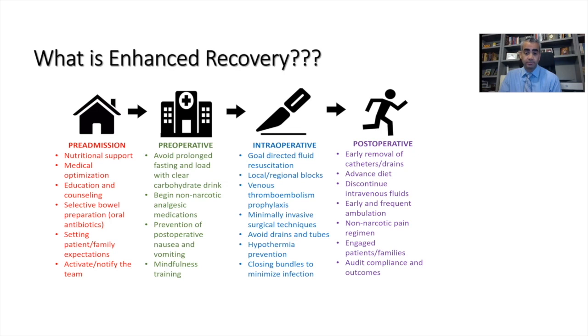In the postoperative setting, we want to do things like remove any drains or catheters as early as possible, advance their diet, and decrease the amount of IV fluids they're getting. Once again, we try to avoid postoperative opioids while still maintaining adequate pain control. And we really want to make sure that our patients and their families are engaged in the process and are advocating to be able to move forward.